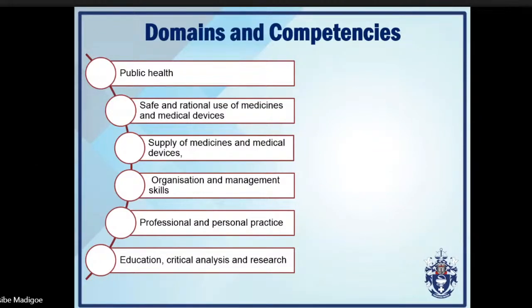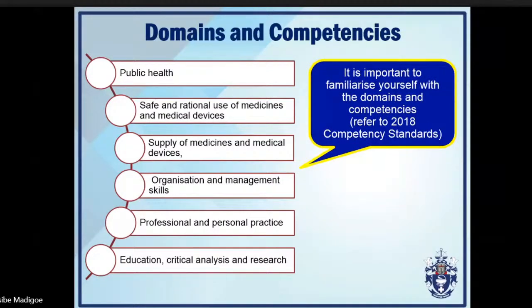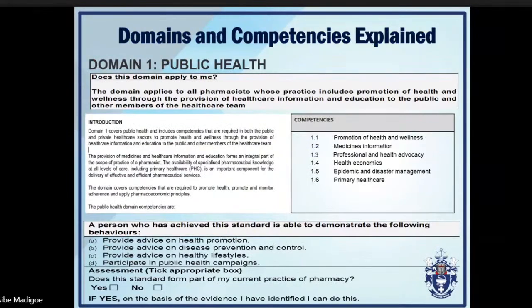So we do have 6 domains, which are public health; safe and rational use of medicines and medical devices; supply of medicines and medical devices; organization and management skills; professional and personal practice; and education, critical analysis and research. So those are the 6 domains that we do have. And as I've said, you find this in the Competency Standards that were published in 2018. We will now discuss just one domain so that you can get a clear idea of what we're talking about. So domain number 1 is the public health domain.